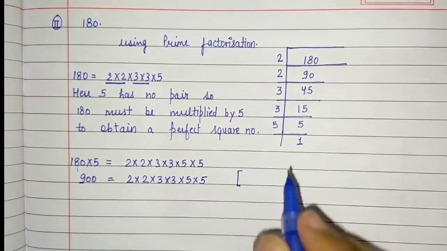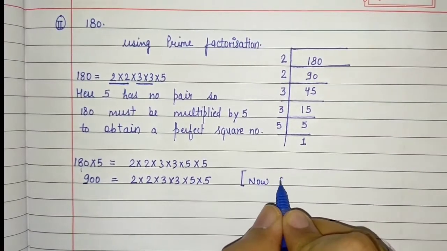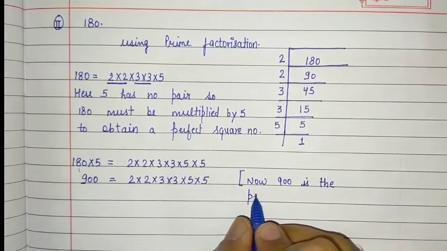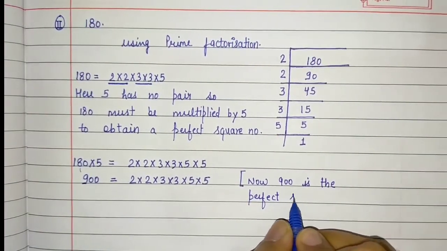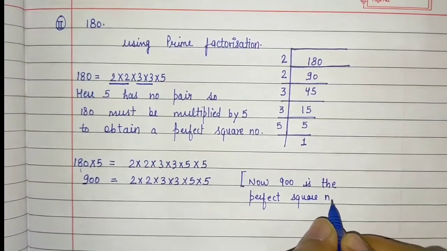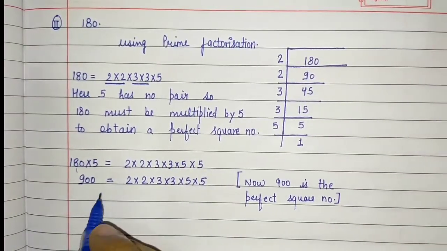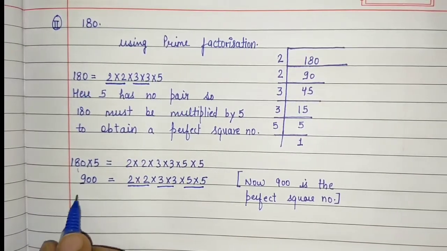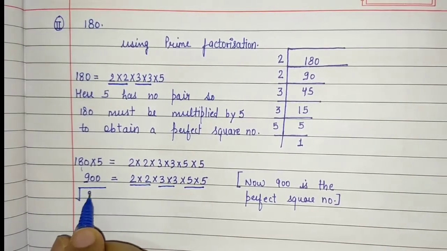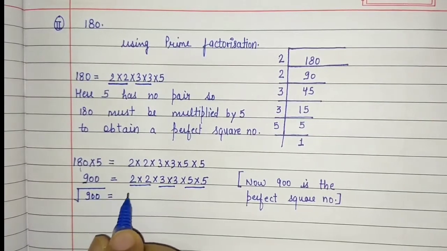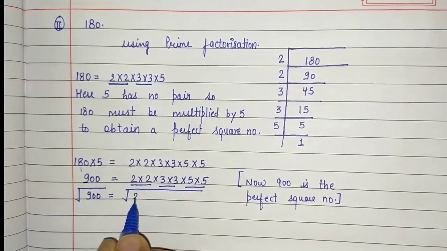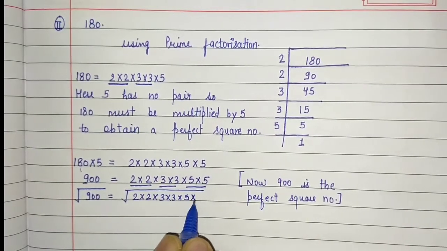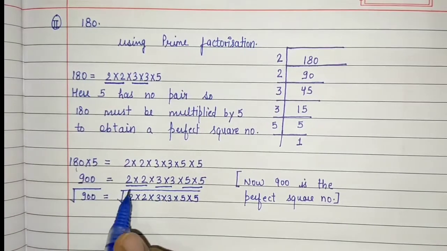Here you can mention also, 900 is the perfect square number. Why is it a perfect square number? Because each and every number has a pair. Now the question is to find the square root of this number. So as in question number 4, we will find the square root. We will write like this, then pairing.